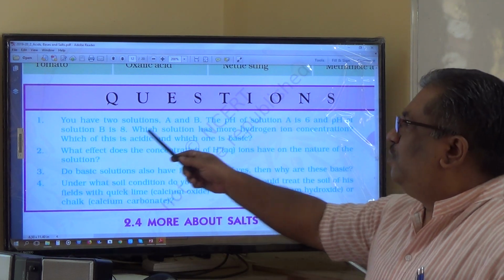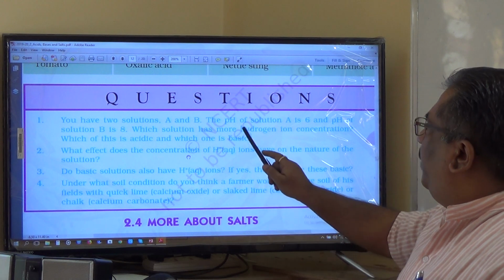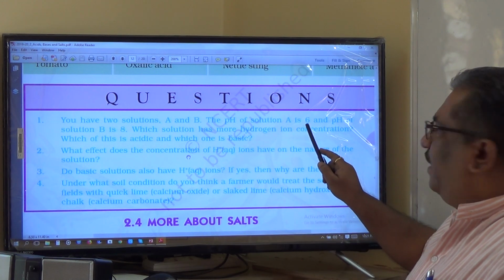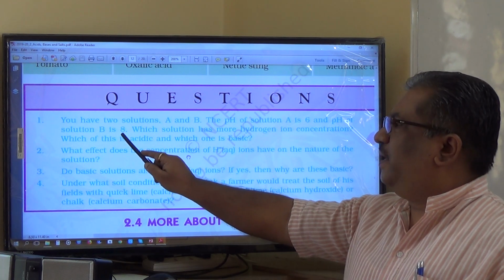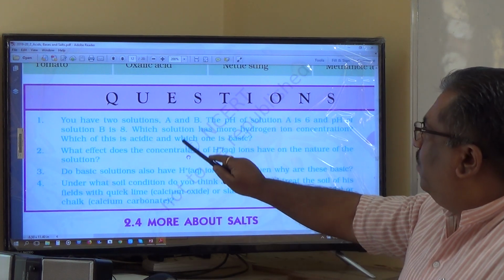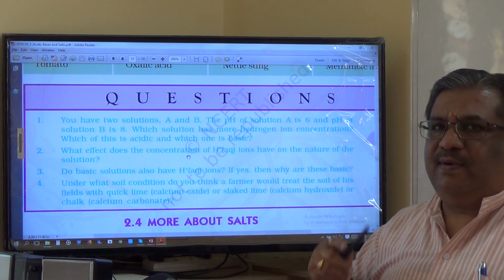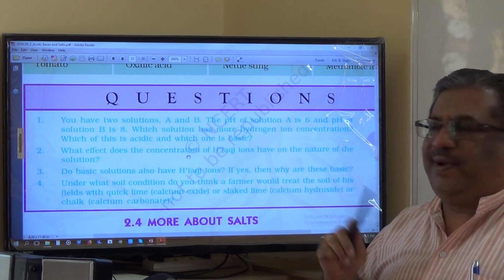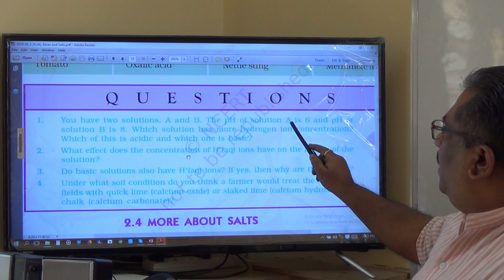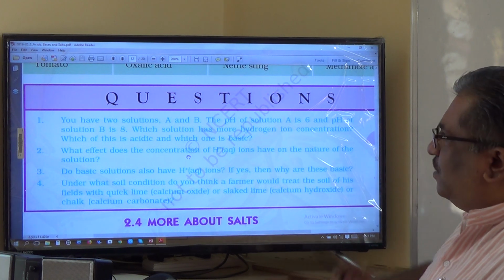You have two solutions A and B. pH of A is 6, means acidic. pH of solution B is 8, means basic. Which solution has more hydrogen ion concentration? Acid solution will be having more hydrogen ion concentration compared to the base solution. So solution A has got more hydrogen ion concentration.